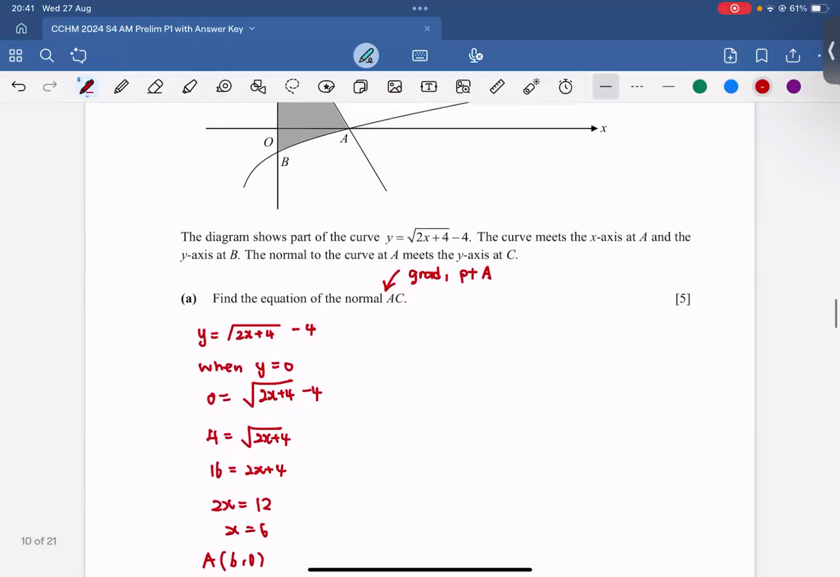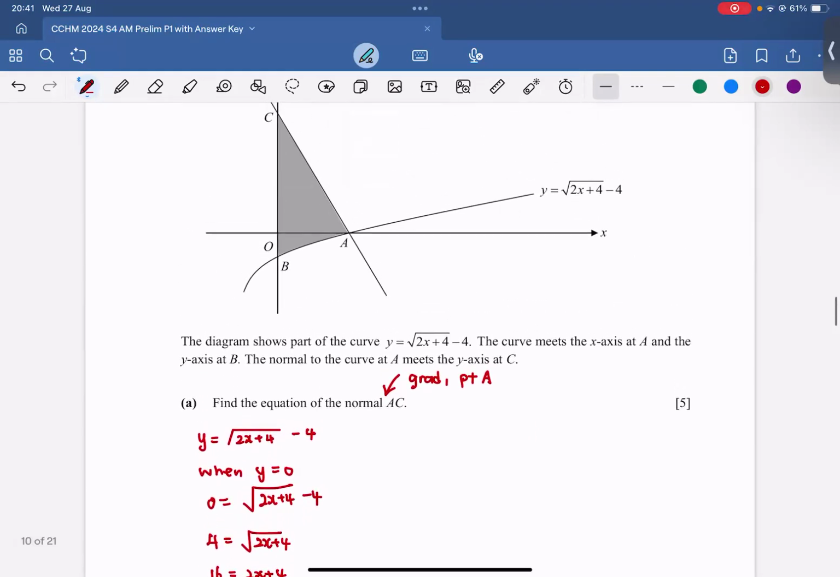Okay, so now we will need the gradient of the line. So we see that this is actually not a straight line. So the only way to find your gradient is through dy/dx. So dy/dx is equal to power bring down, power minus 1, differentiate inside. Okay, differentiate -4 is 0. Simplify this. This is just 1 over square root of 2x plus 4. So this is the gradient of the tangent.